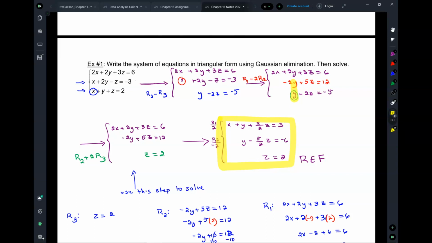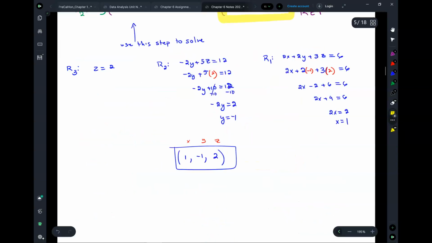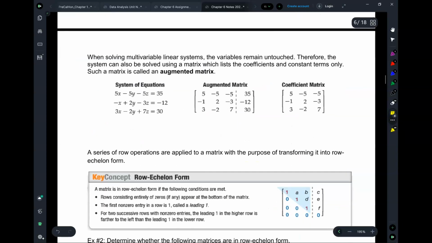So it's more efficient if we drop the variables and just work with the coefficients without the variables. All right? So that's what we're going to do next. We're going to create an augmented matrix. So look, here is a system of equations. If you drop the variables and just take the coefficients and the constants, 5, -5, -5, 35, and put it here, and you do that for all of them.